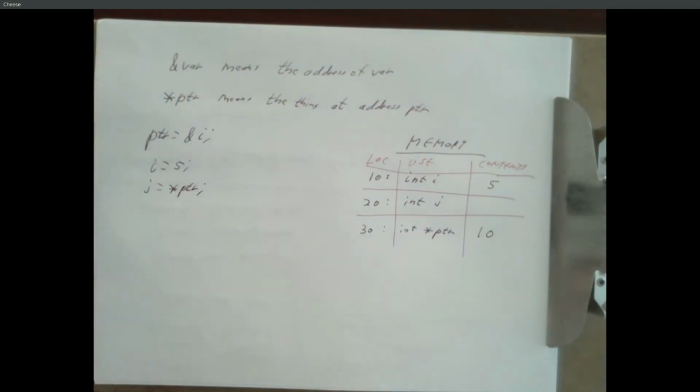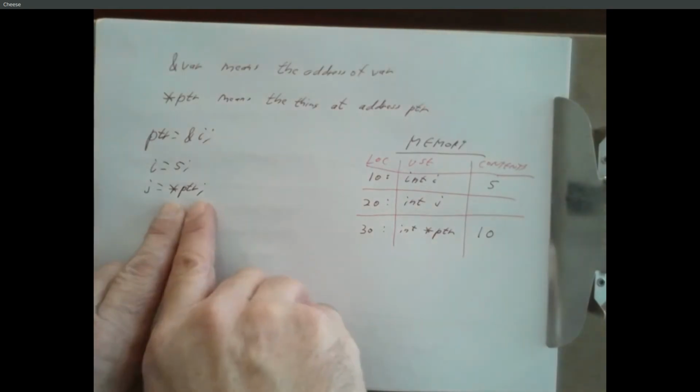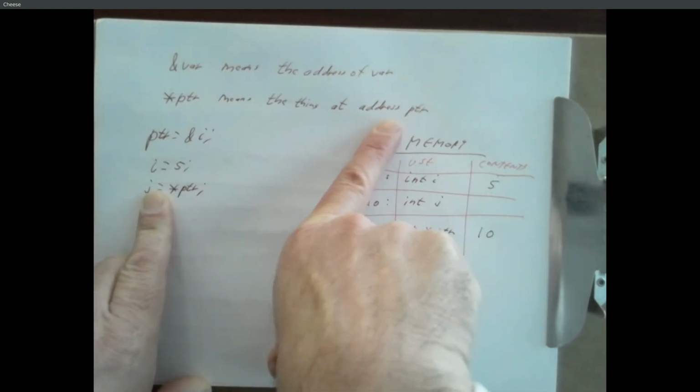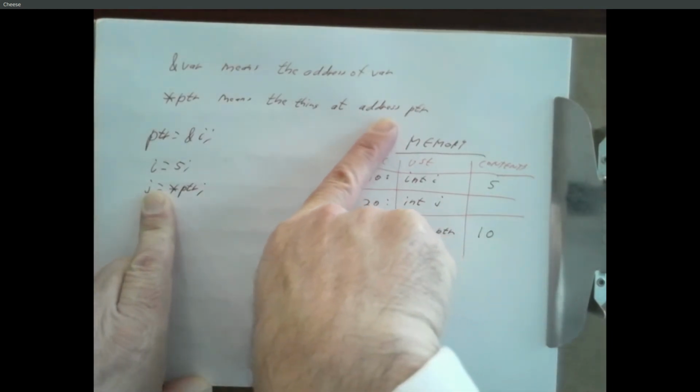All right, J equals star pointer. So what's the CPU going to do with that? Store the address of pointer in J equal I. Store the contents of pointer in J. Almost. Your first 4 words were perfect. So pointer is a variable. Star pointer means the thing at the address that is in pointer.